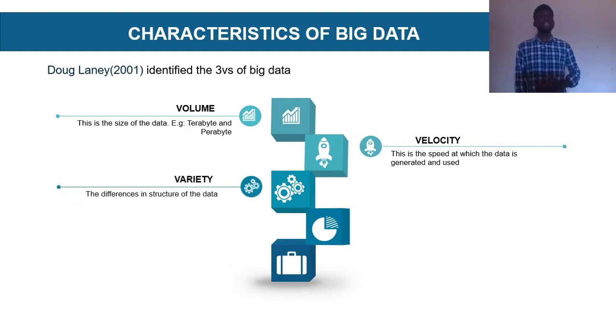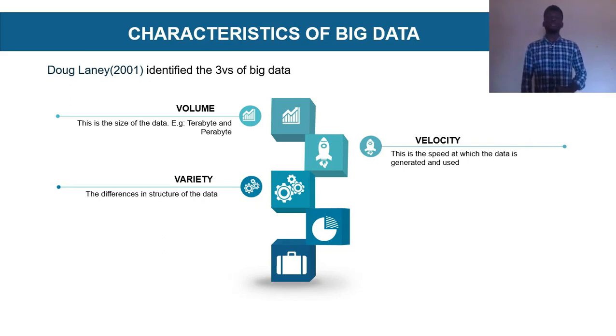Another characteristic is variety. Usually big data doesn't come in one form. Big data can be structured, unstructured, or semi-structured. So they come in different structures. We've already talked about the types of data, so it can come in different forms.